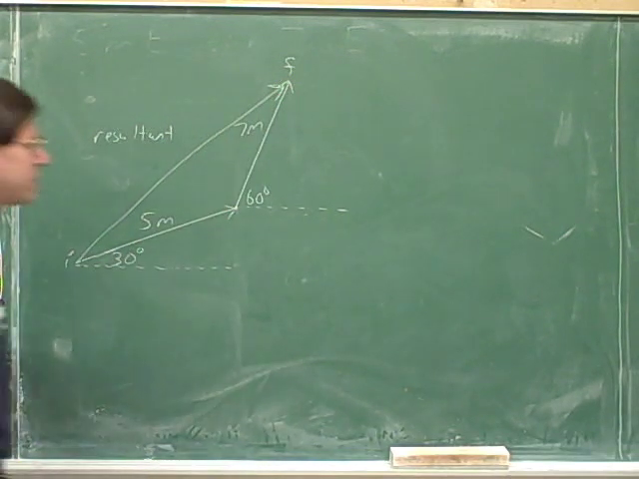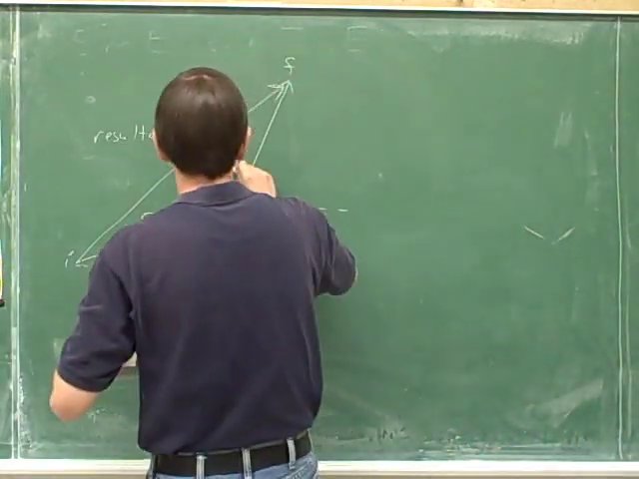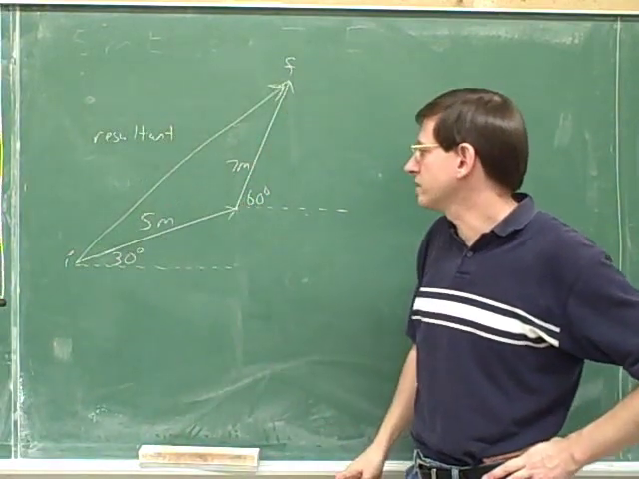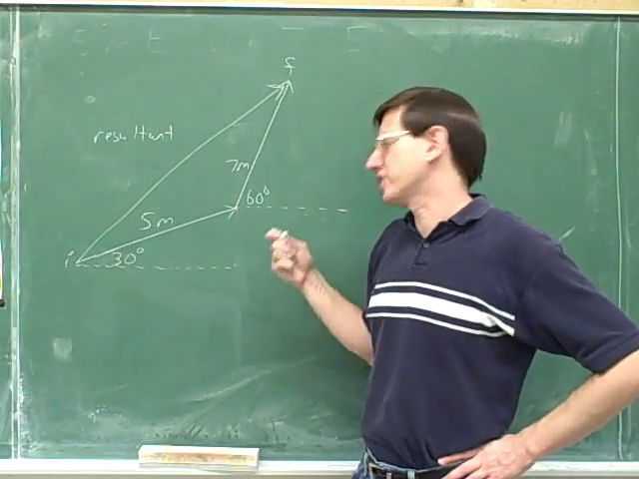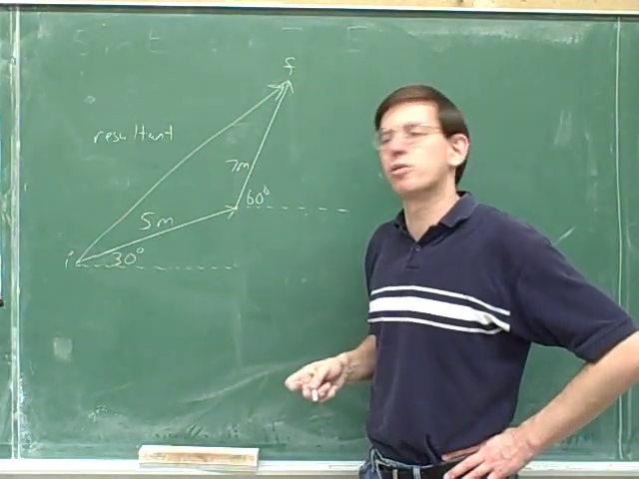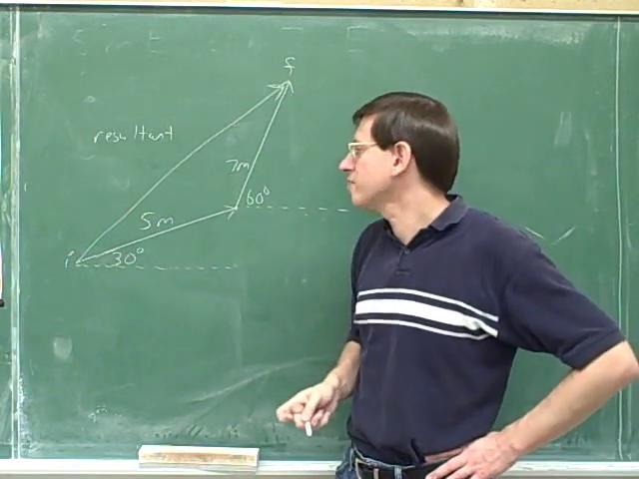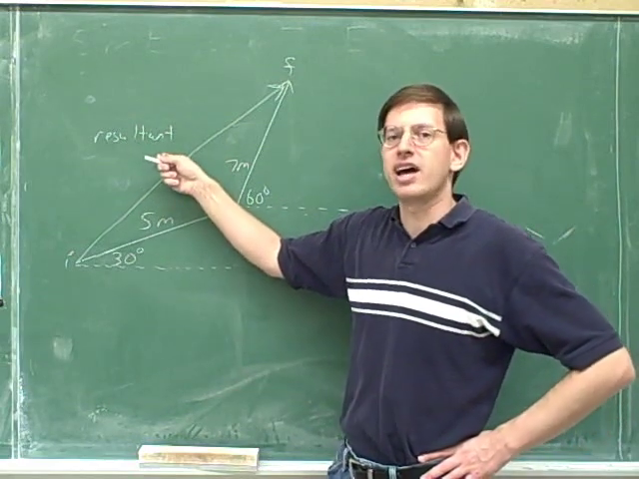Well, I hope that you can see that this is not going to be 12 meters. There's no reason at all to think that this line over here is going to be 12 meters long. If we had gone 5 meters and then 7 meters in the same direction, then we would end up 12 meters from where we started. But if we go 5 meters and then 7 meters in a different direction, we can't be exactly 12 meters from where we started. It's really not obvious then how long this line is over here.